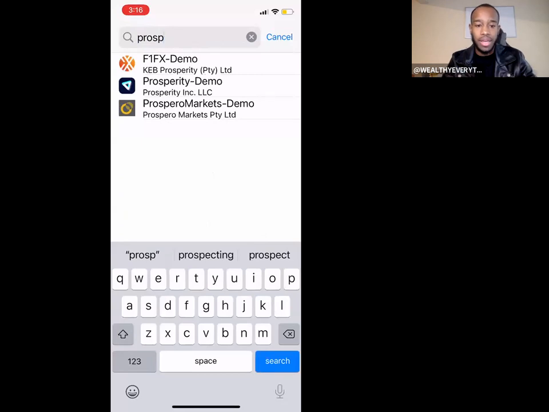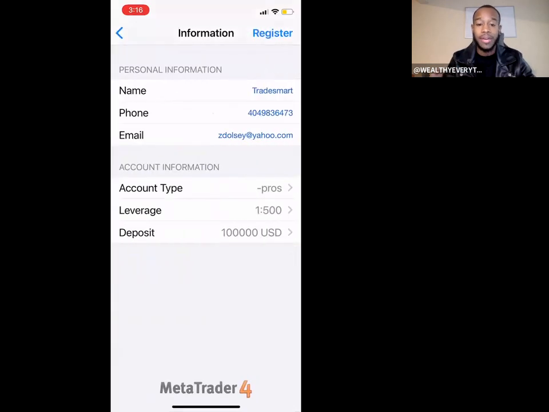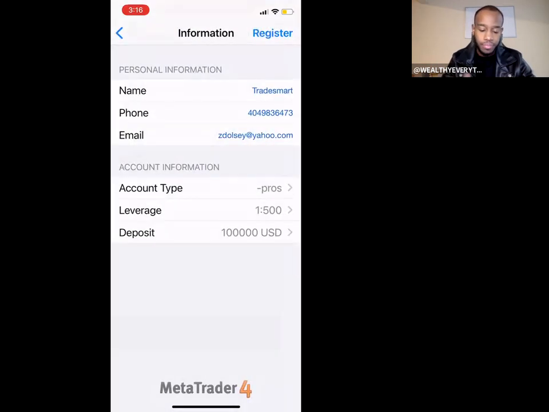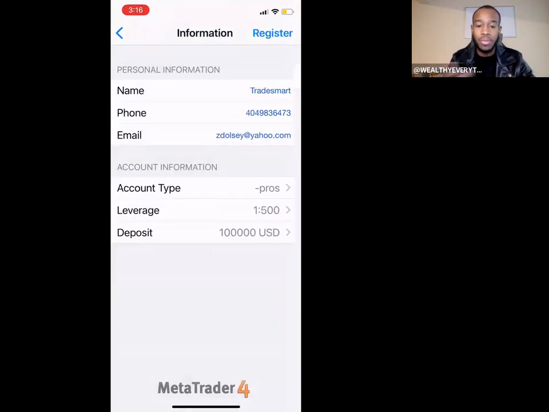And this is what it's going to look like. You're going to have Prosperity demo account. Now, all you need to do is put a name, a phone number, an email address. They're not going to ever send you anything. It's not going to be a subscription. It just needs the information to create the account. The leverage should be 1 to 500. The account type is only one account type.